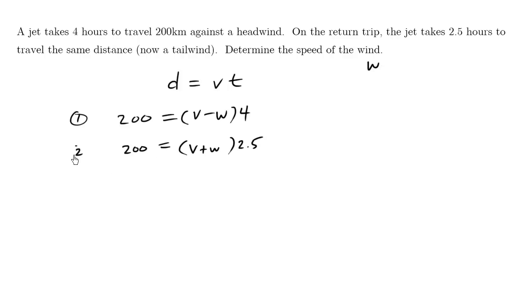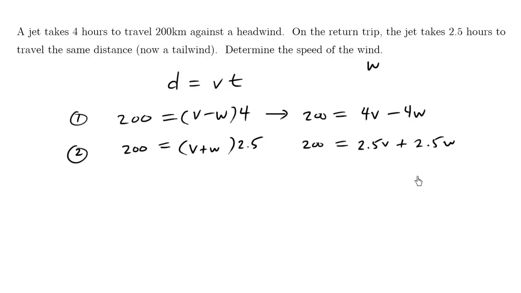We have our two equations, and this is the hard part, to set it up this way. The rest is just being careful about your algebra. So let's work it out here. I'm going to use distribution here. So 200 equals 4v minus 4w. And equation number 2, we got 200 equals 2.5v plus 2.5w.